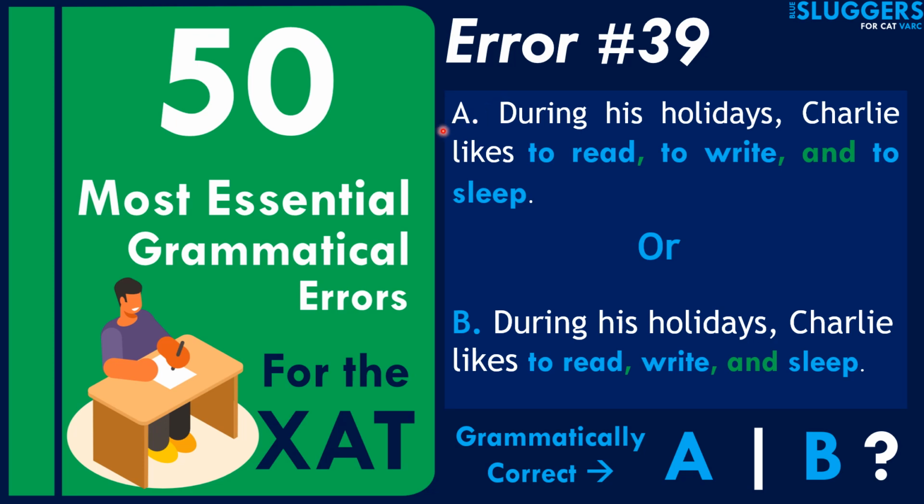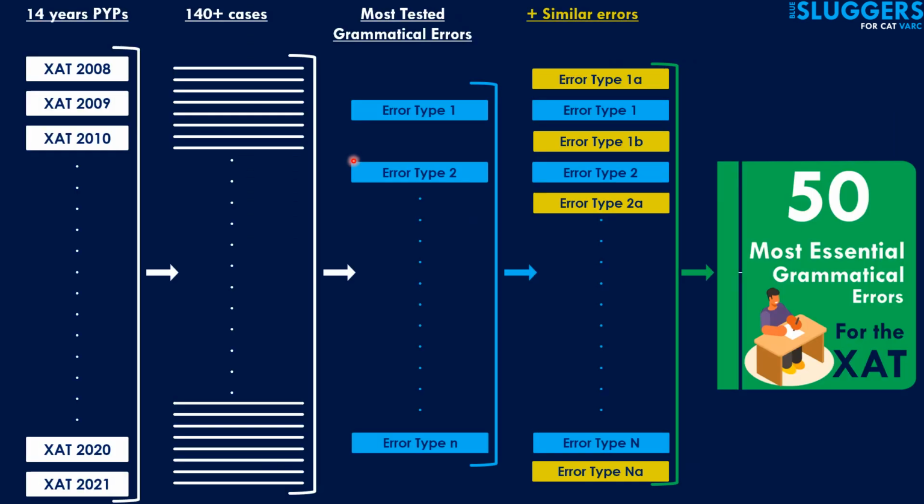Okay, and for now let's jump into error number 39, which is part of the series 50 most essential grammatical errors for the XAT and might also be useful for other management entrance tests. However, I would like to first state that this is not just a random list of 50 grammatical errors that we have just come up with.